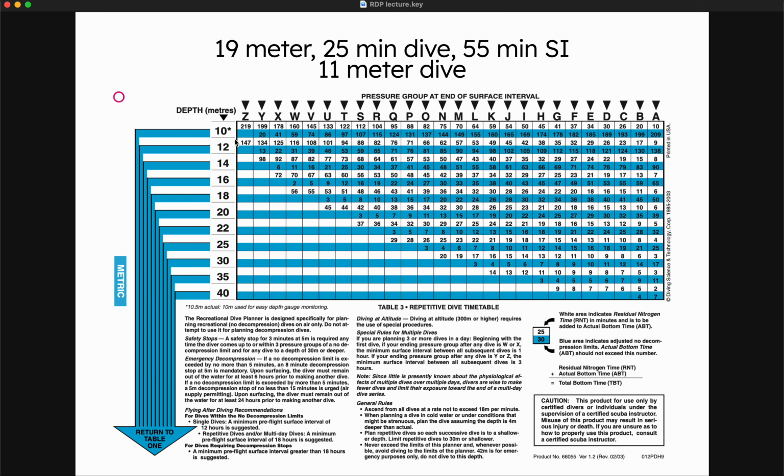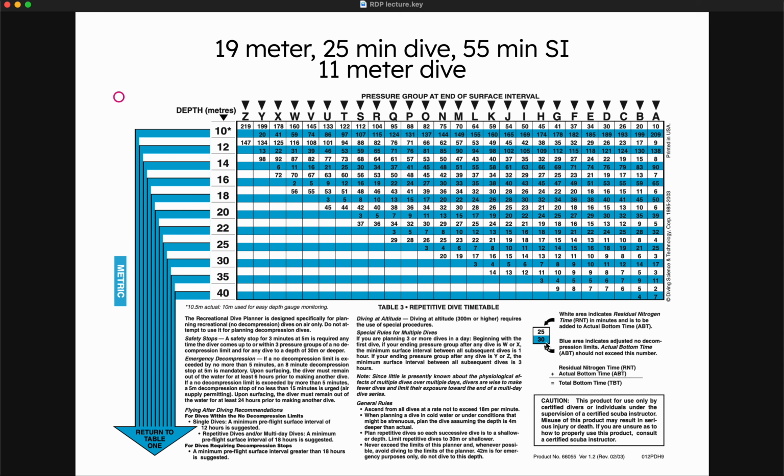And you'll notice at the intersection between any given pressure group and depth, there are going to be two numbers, a white number and a blue number. And there's a nice little key down here that reminds you of what these are. The white area is your residual nitrogen time. We'll get to that in the next scenario. Right now, we're interested in the blue number. So the blue number is your adjusted no decompression limit.